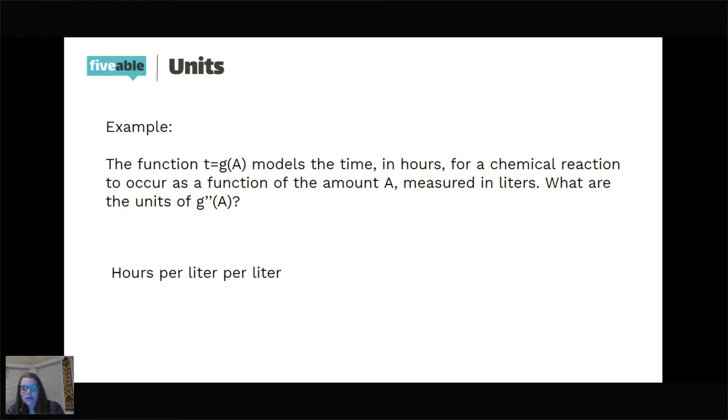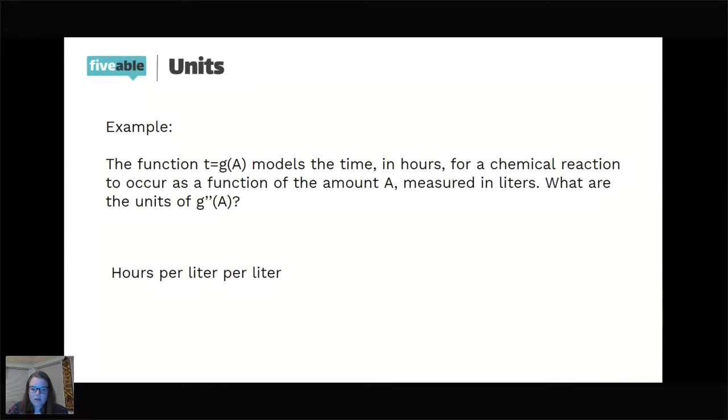Liters is squared because it's the second derivative, g double prime. So since it's asking for g double prime, we've taken the derivative twice, so we have per liter, or per liter squared, since liters is the independent variable. So since liters is the independent variable, it's on the bottom. The function is meant to tell you how many hours, so you start with hours on the top.